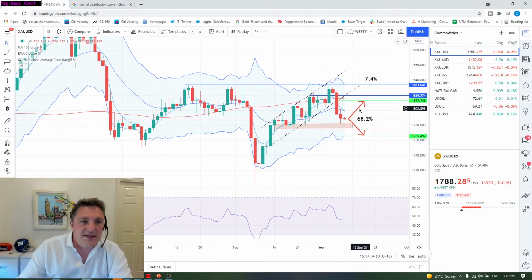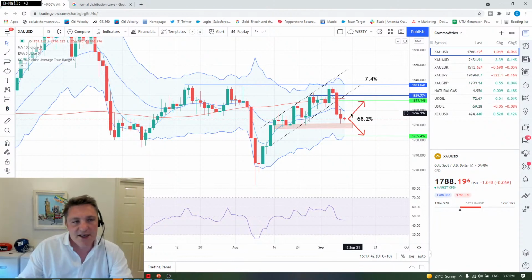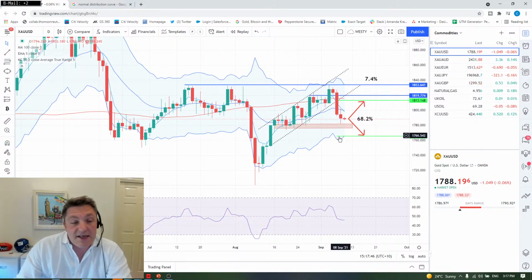But my bias at the moment is to continue to use whatever indicator you want to use. I'm using implied volatility, but you could use Keltner bands, you could use Bollinger bands when they come in as the guide in that situation.